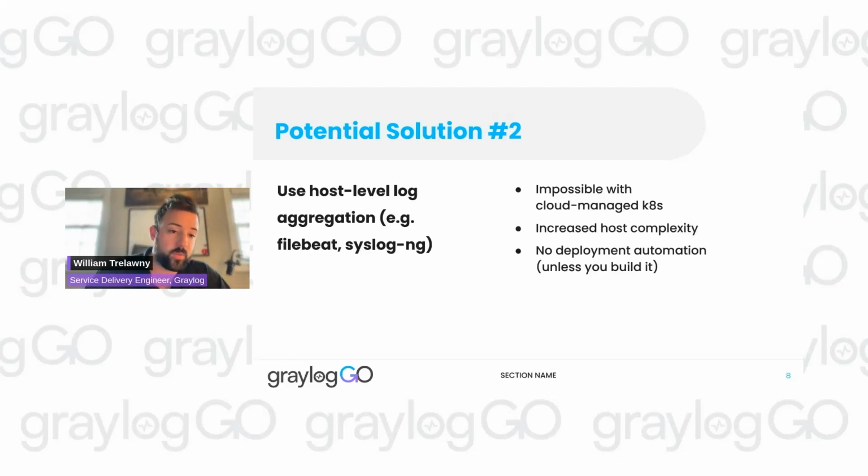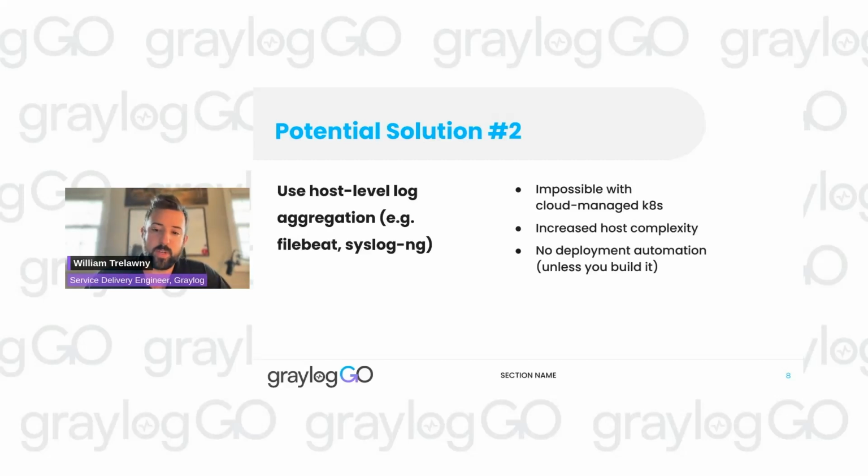This is better than the first one, but as you can see on the right, you can't do this if you're using cloud managed Kubernetes like Amazon EKS, Azure AKS, or Google Kubernetes Engine, because they provide the Kubernetes control plane, the API, but not the underlying host.